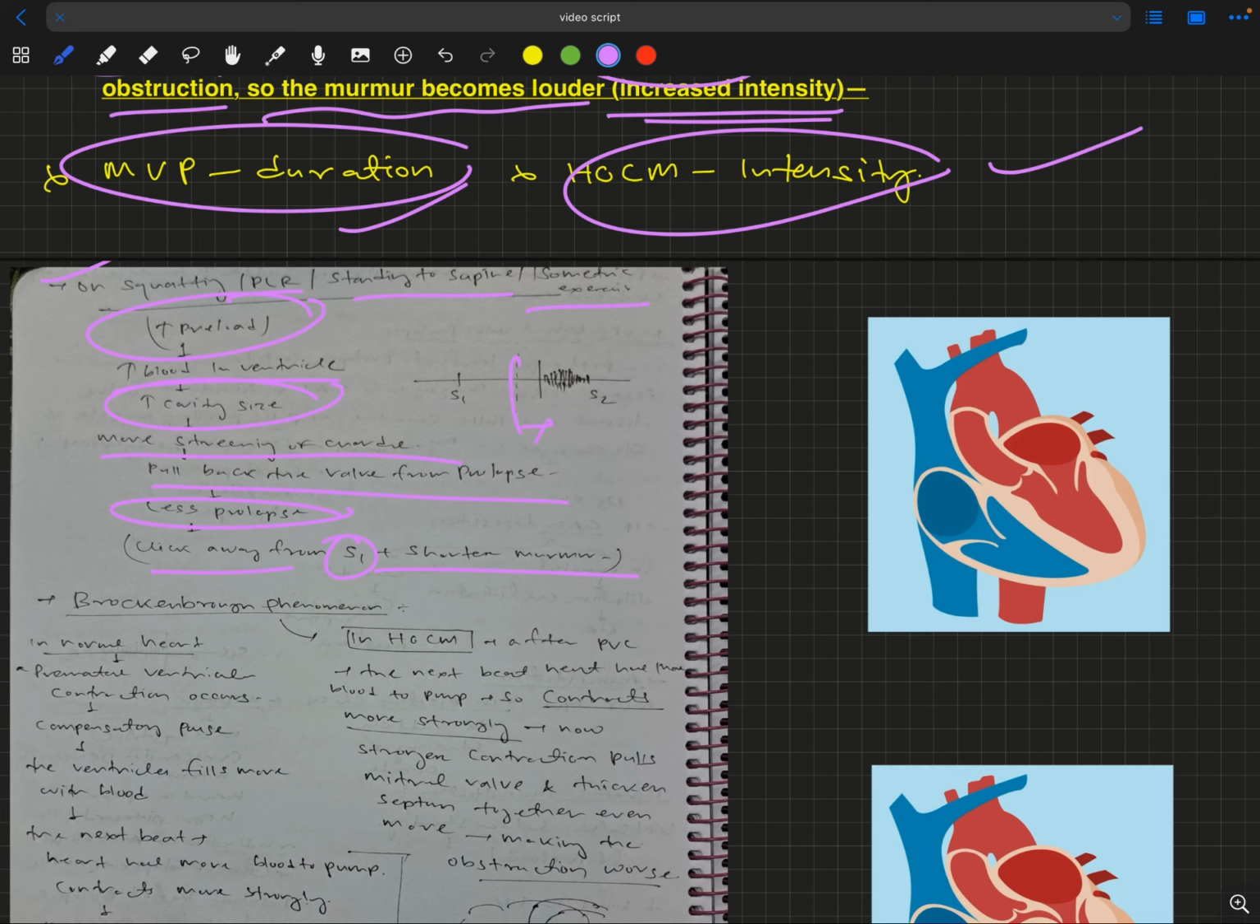It moves away from S1 during squatting, passive leg raise, and all the things which increase the left ventricular volume. So while the left ventricular volume is increasing, the mid-systolic click is moving away from S1. When left ventricular volume is decreasing, the mid-systolic click is moving closer to S1. So this is the key point here.